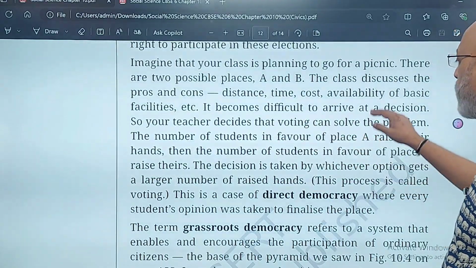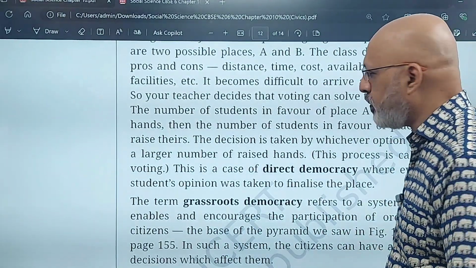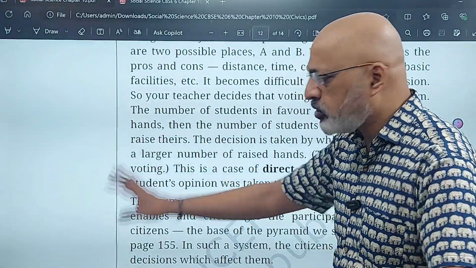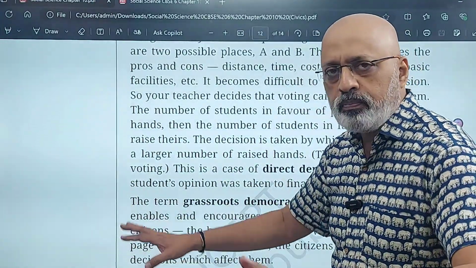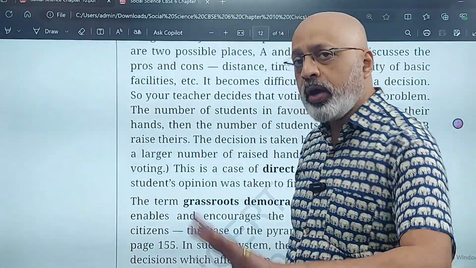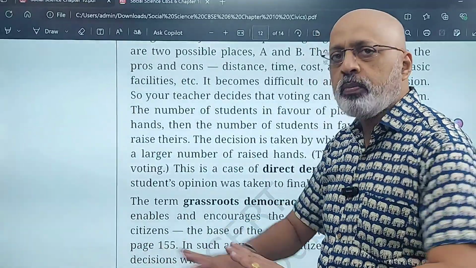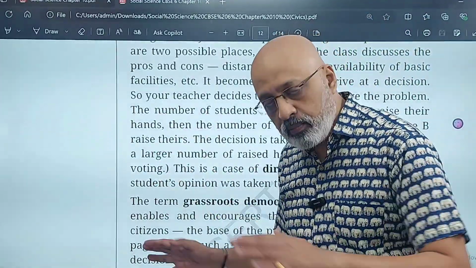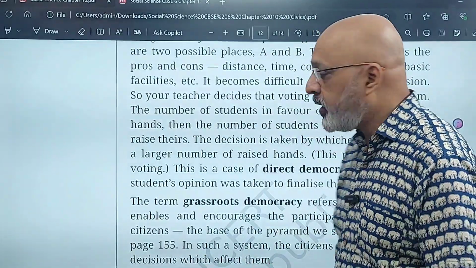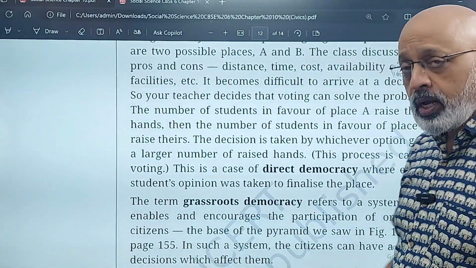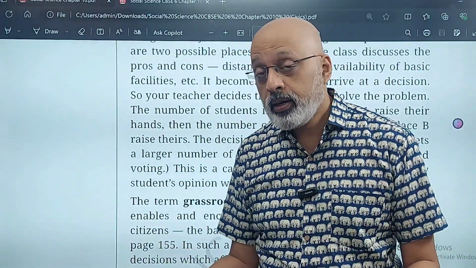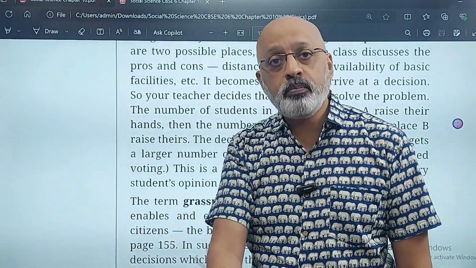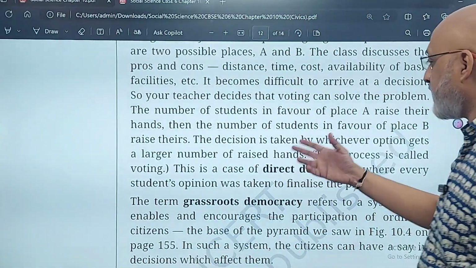So your teacher decides that voting can solve the problem. What I gave you the example पहले से. You know, you decide, you vote. कितने लोगों को A जगह पे जाना है, कितने लोगों को B जगह पे जाना है. अगर 30 में से 16 लोगों को A पे जाना हो, तो everybody will go to A. Then B people cannot say कि मेरे को तो B में जाना है. No. Then majority opinion matters. अगर 15-15 हो जाए, then teacher will cast the casting vote. Teacher का जो मन होगा, that will become the casting vote. Okay, that's how it matters.